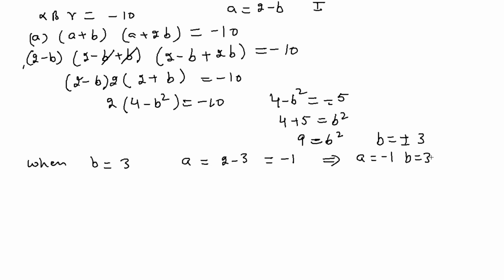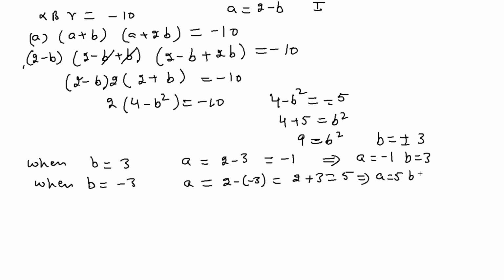And again take b as minus 3. Find the value of a by taking the help of the first equation. You will have a equal to 2 minus of minus 3, which is equal to 2 plus 3 is equal to 5. So a is 5, b is minus 3. And you have to find the zeros now.